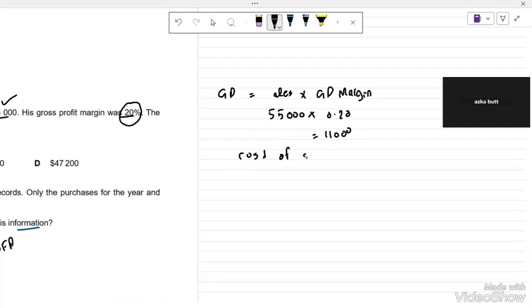Now we can calculate the cost of sales. Through cost of sales, we can find out the purchases. Cost of sales is equal to sales minus GP. Sales was 55,000 minus 11,000 was GP. So we have 44,000, which is cost of sales. Now we can find out the purchases through the cost of sales.